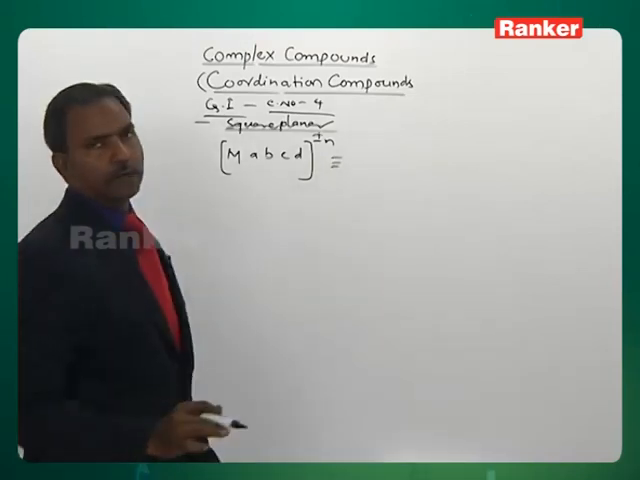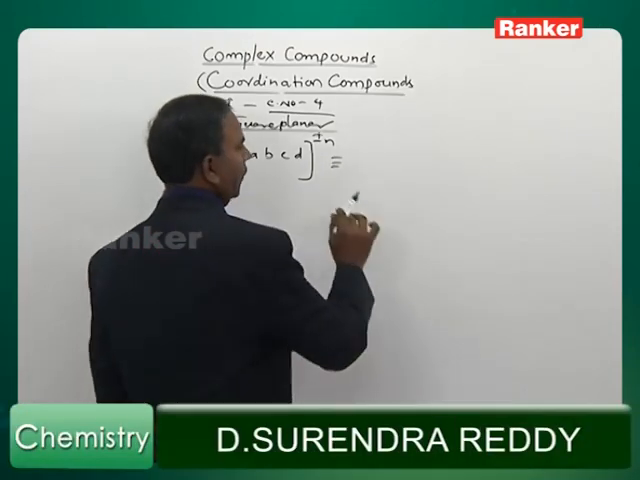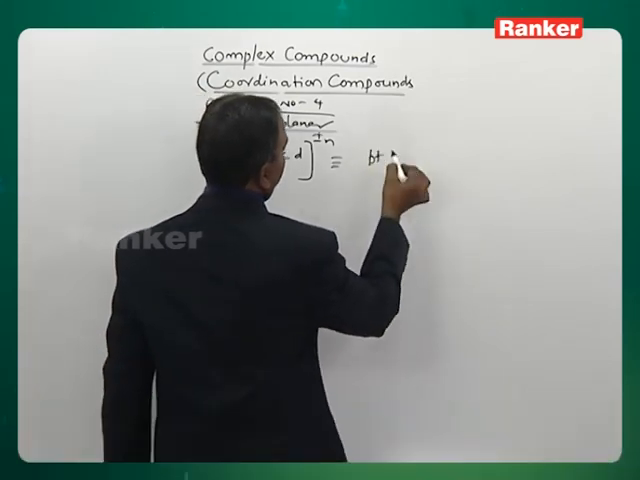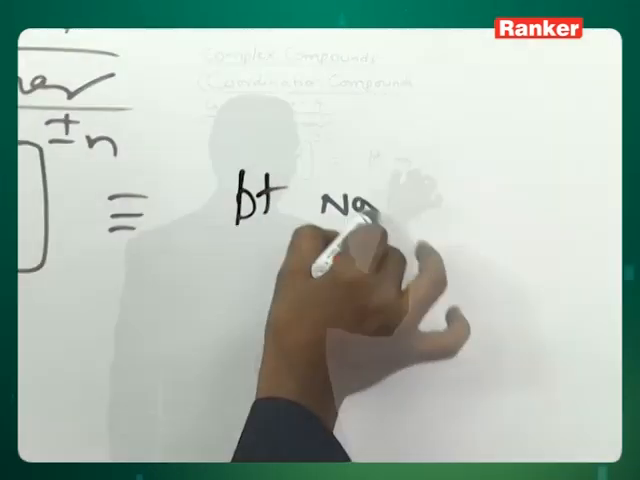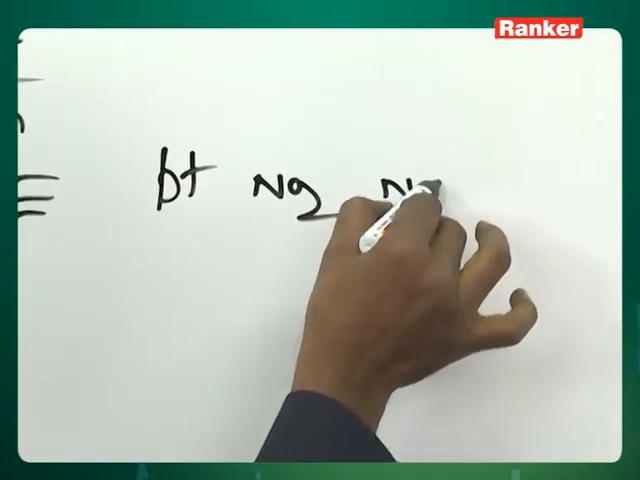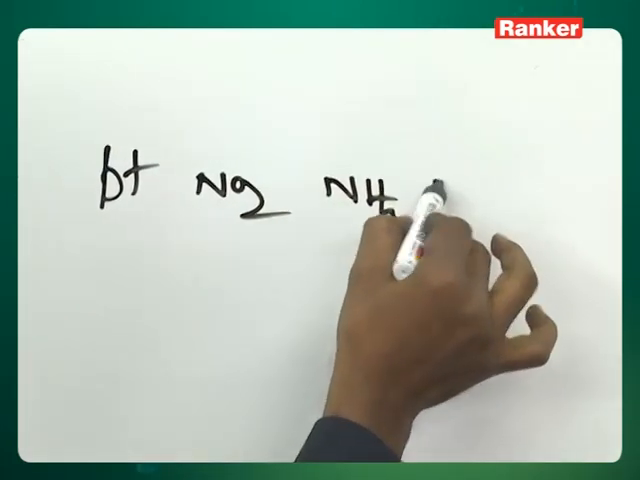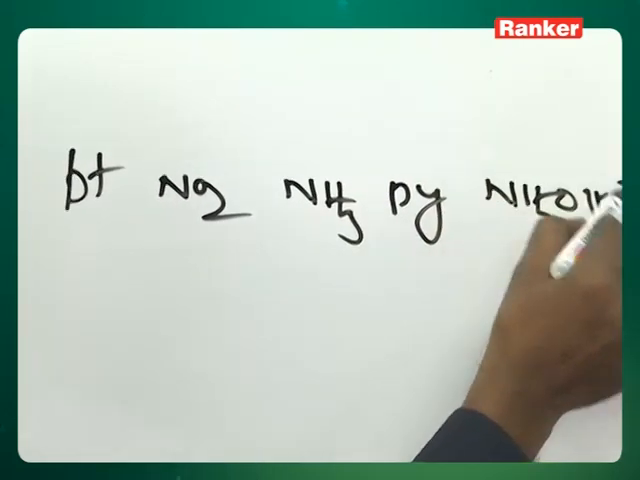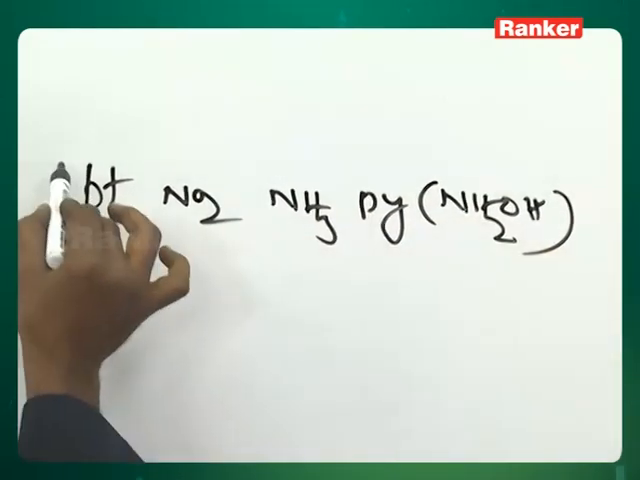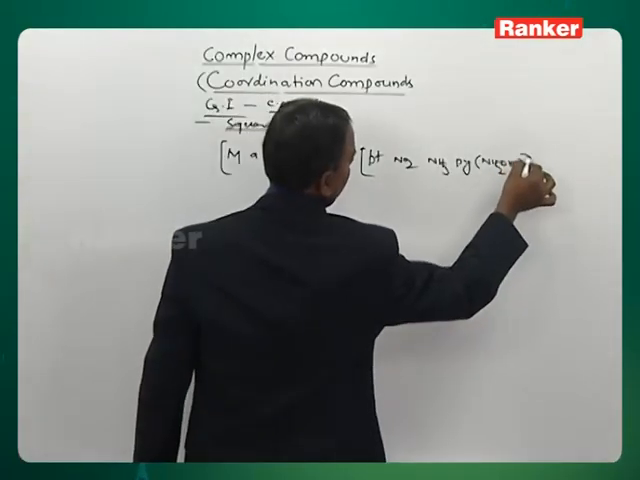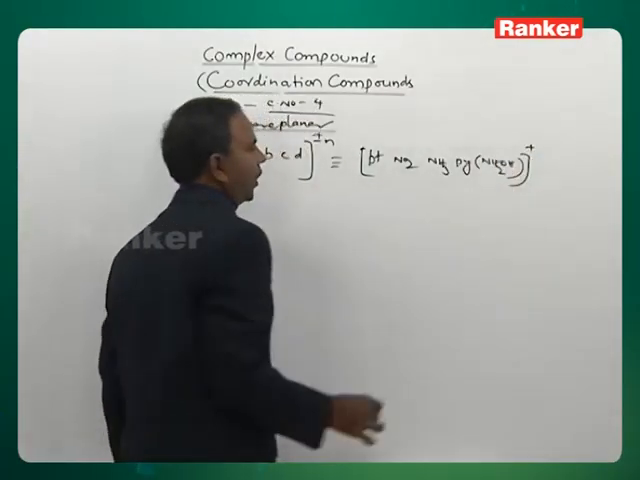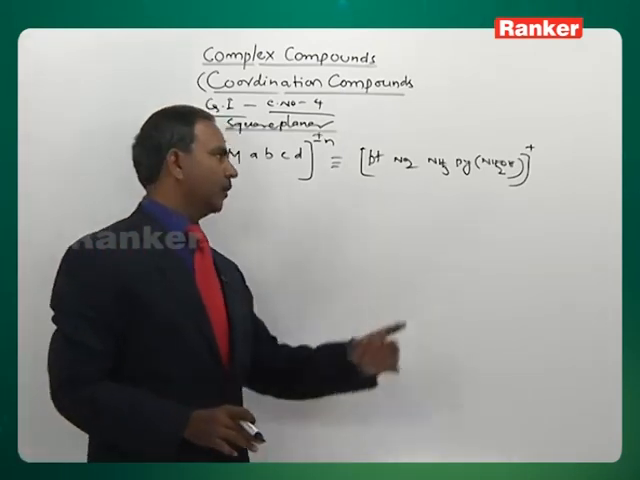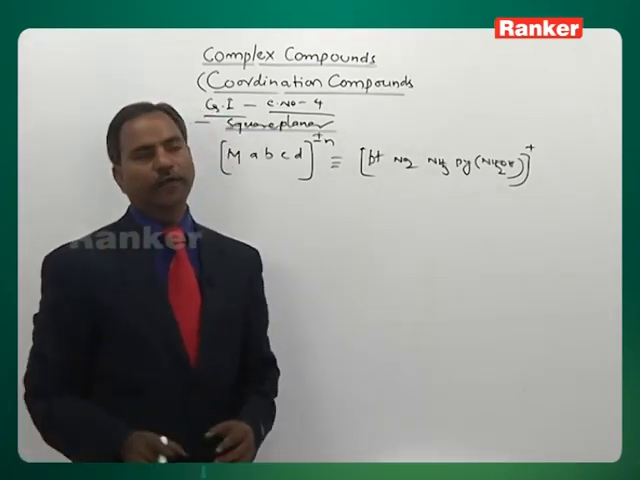Take an example. What you remember is that the four ligands have to be different. Let me write a platinum complex: platinum, NO2, NH3, Py, NH2OH. This is the complex. Put a plus charge to make the oxidation number +2. This is a square planar complex. We are clearly looking at all four ligands being different.